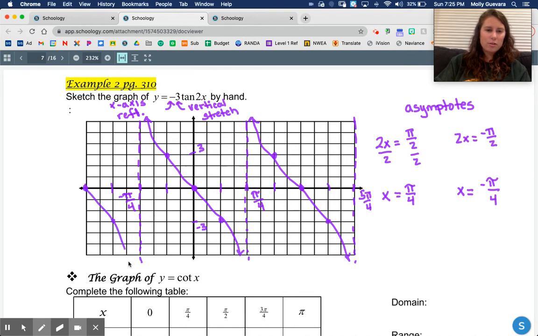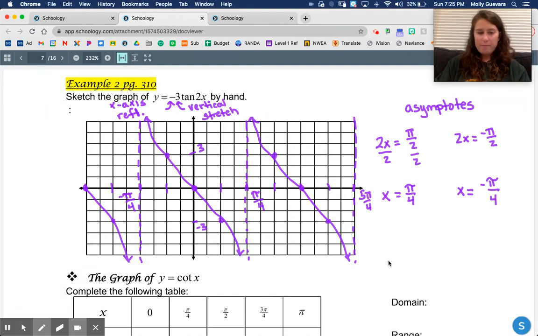Perfect. So just drawing as many periods as will fit. Okay, so hopefully that makes sense. Again, reach out if you have any questions.